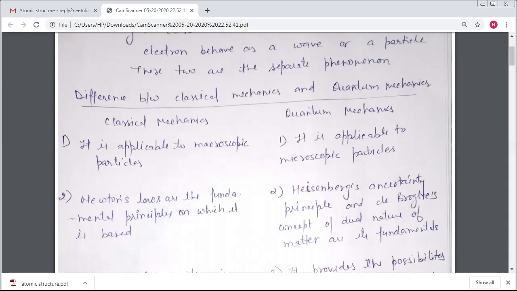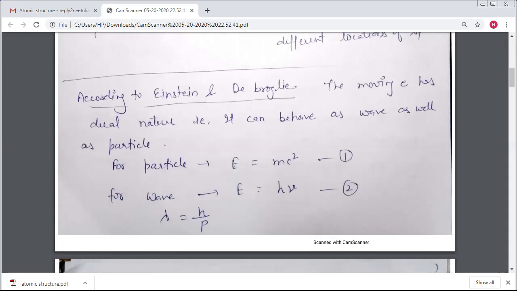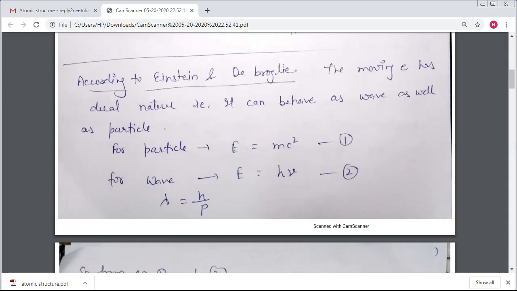So firstly, we go to Einstein and de Broglie. When we say that a moving electron has a dual nature, it means that it can behave as a wave, or it can behave as a particle. So if it behaves as a particle, the energy is equal to mc square, and for the wave, it is h nu, and lambda is equal to h upon p.